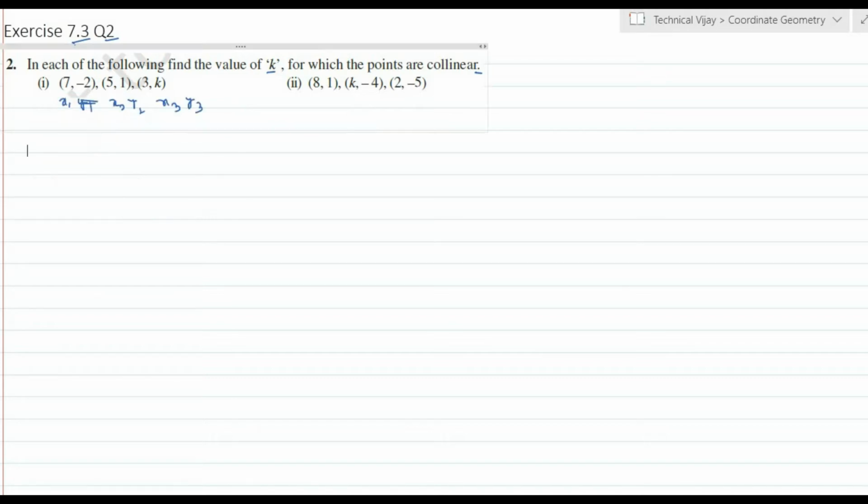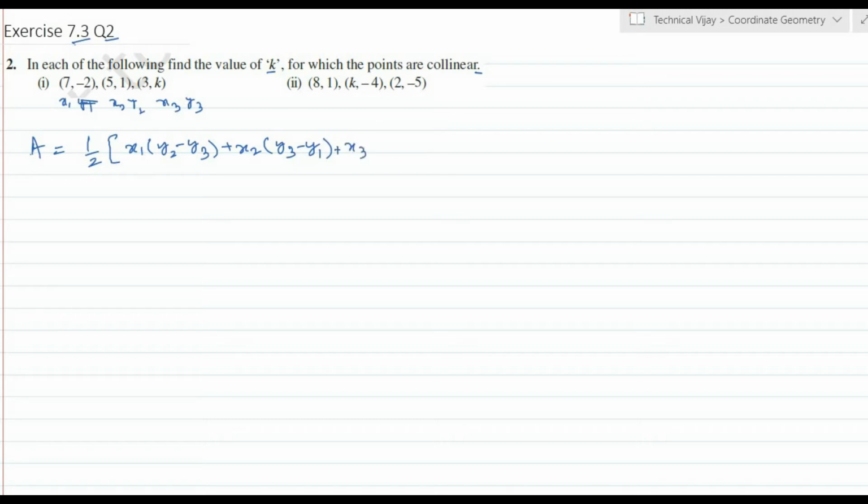Okay, the area of the triangle, I will write once again. Area of the triangle is equal to half of x1 into (y2 minus y3), plus x2 into (y3 minus y1), plus x3 into (y1 minus y2). This is the formula. Now we will make this area 0, so that all these 3 points are collinear, so that we can find out the value of k.